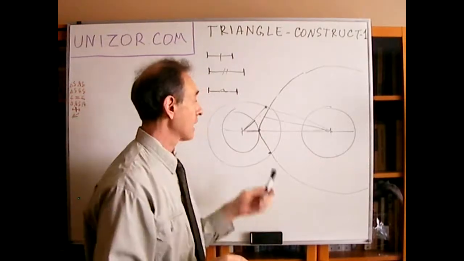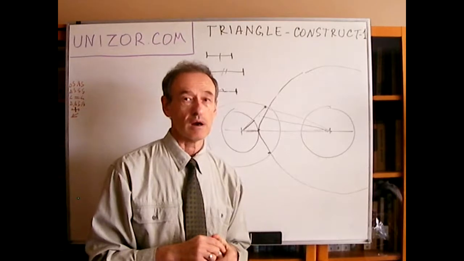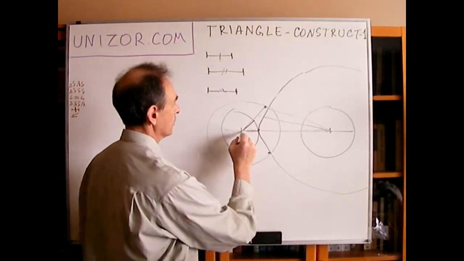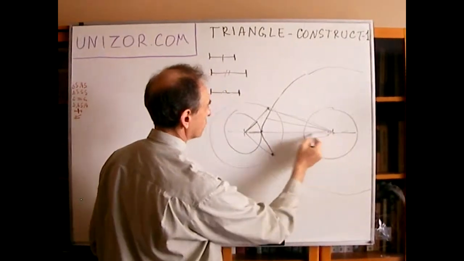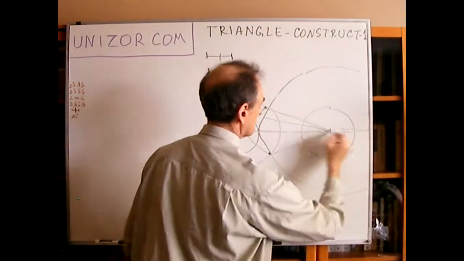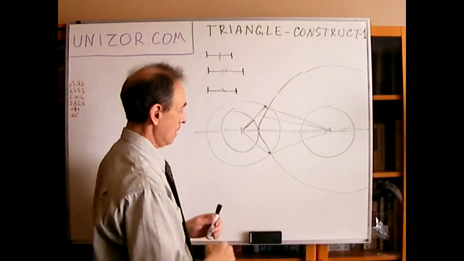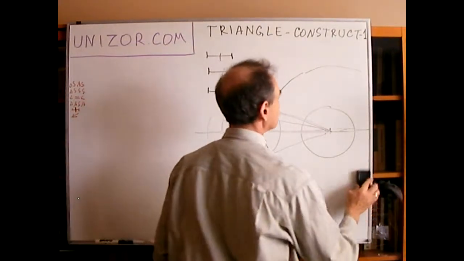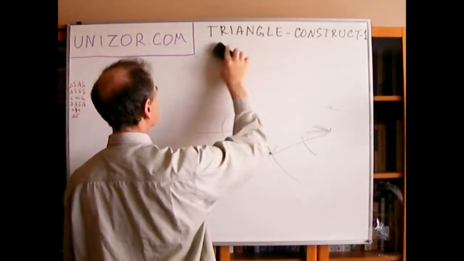Then we have actually two different solutions, but these two solutions are congruent to each other, because this triangle is obviously congruent to this one. They are symmetrical relative to this axis of symmetry. All right, so that's the second problem. Let's move on.